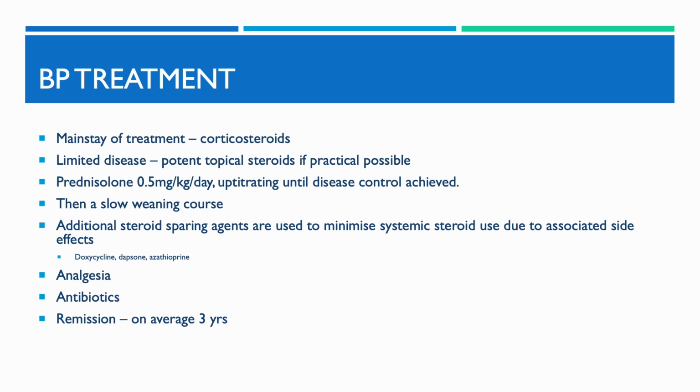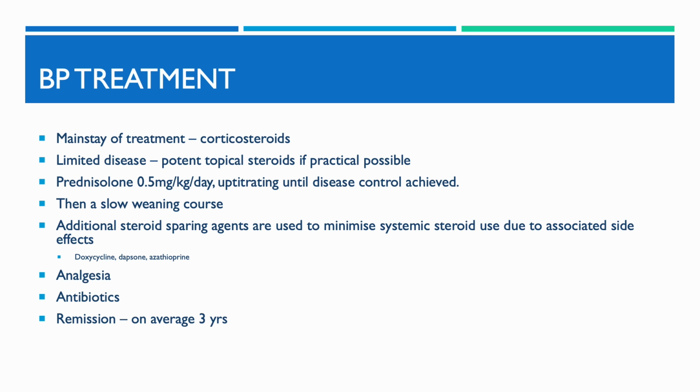For more extensive disease, we may need to use systemic corticosteroids such as prednisolone, usually starting at a dose of 0.5 mg per kilo per day, up titrating until disease control is achieved. From this point on, we would start a slow weaning course to maintain control of blistering symptoms at the lowest possible dose. We may need to use additional steroid-sparing agents such as doxycycline and dapsone to minimise the long-term side effects of systemic steroids. Additionally, if pain is an issue, we will use analgesia. If there's concern of additional bacterial infection, antibiotics should also be prescribed.